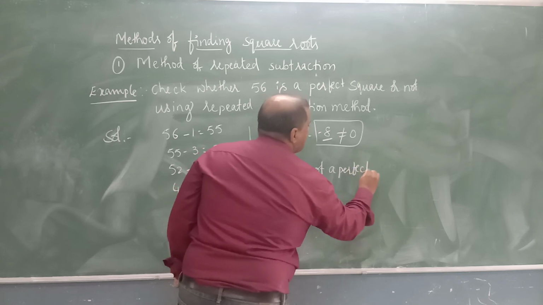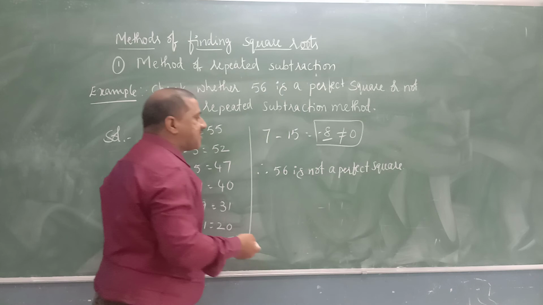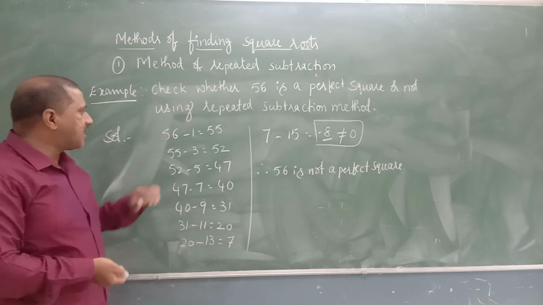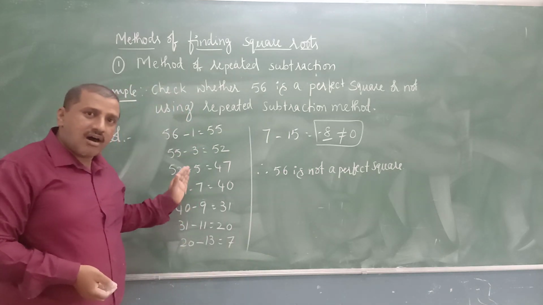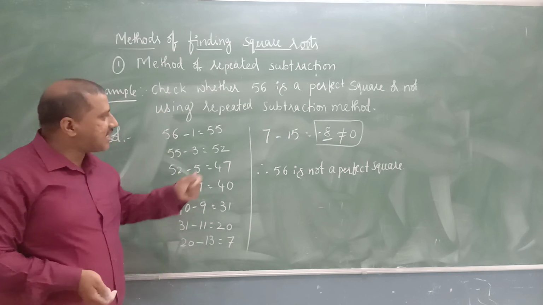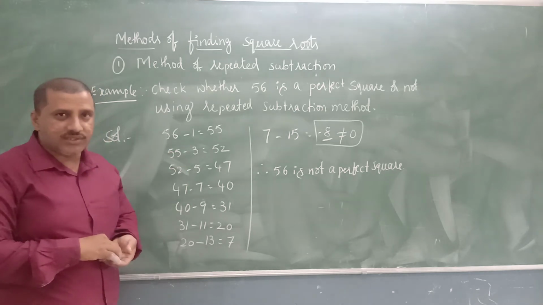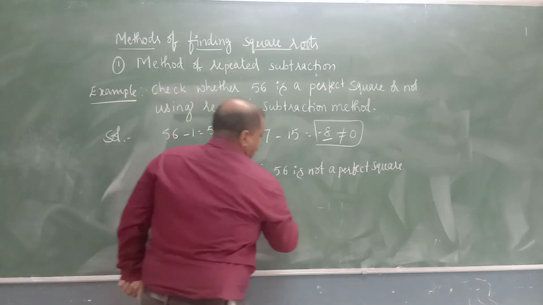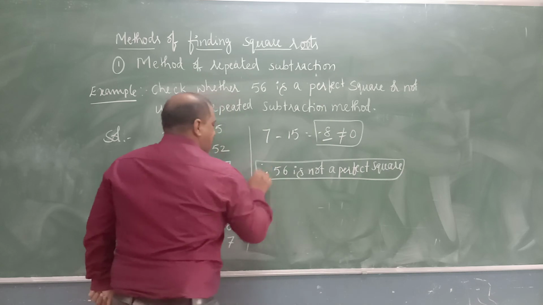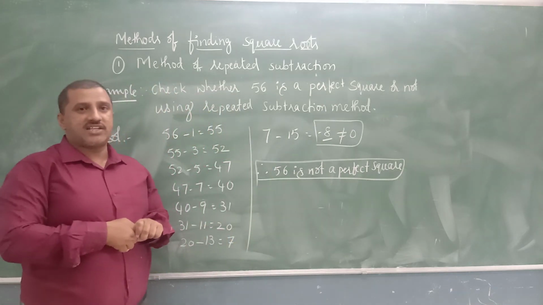If it is a perfect square, how can you find its square root? By counting the number of odd numbers which are subtracted from 56. As 56 is not a perfect square, you cannot find its square root. So, with this, I have completed the method of repeated subtraction.